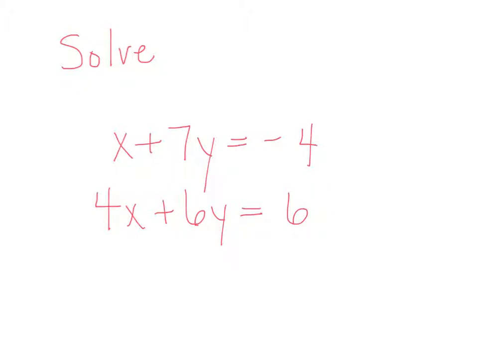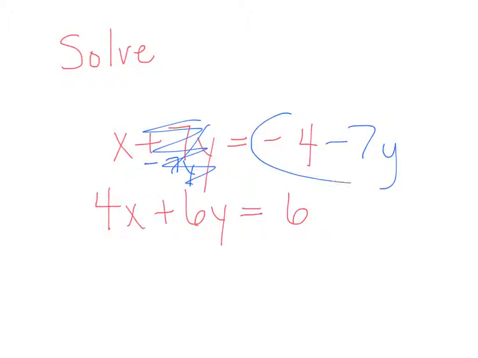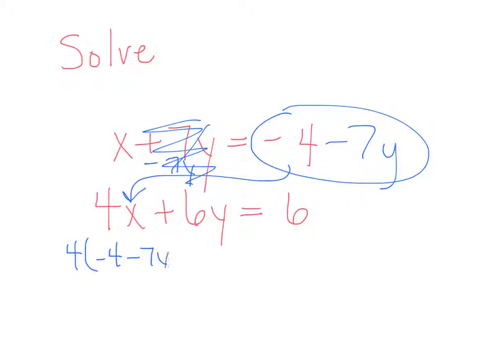All right, this is a system of equations, so you actually could solve by graphing, substitution, or elimination. I tend to lean towards substitution, so I'm going to minus that 7y over. So what I get is x equals negative 4 minus 7y, and I'm going to plug that in for x. So it'll look something like this. And then I'll distribute that negative 4 in.